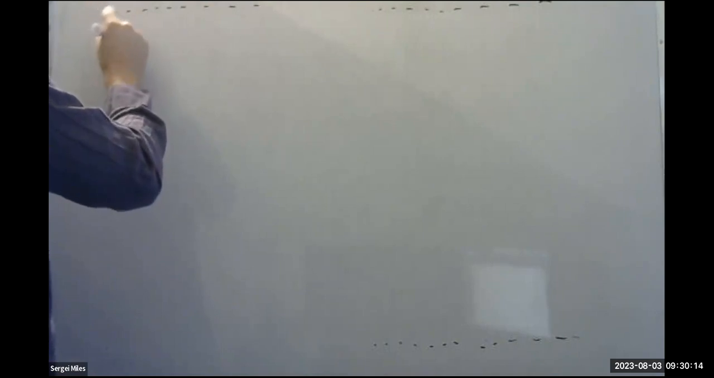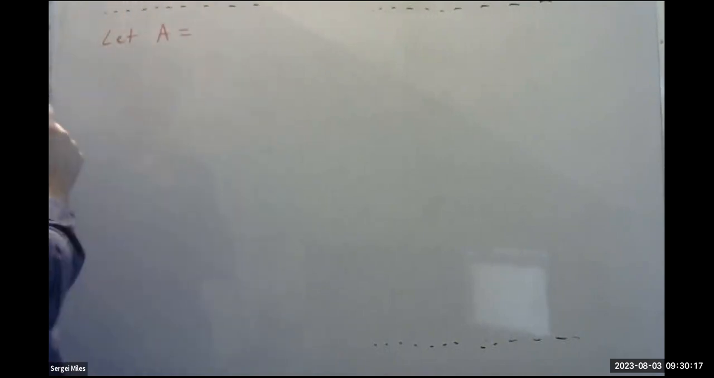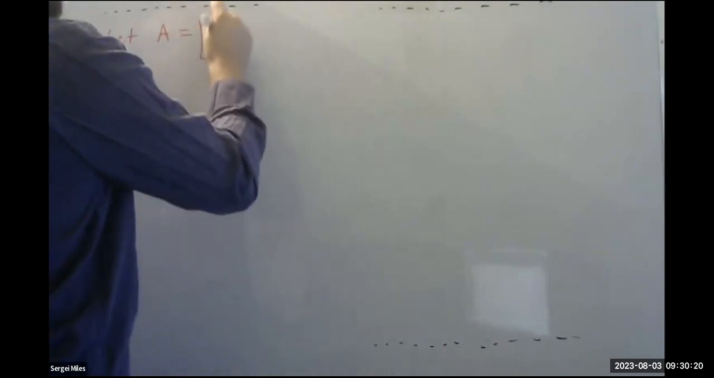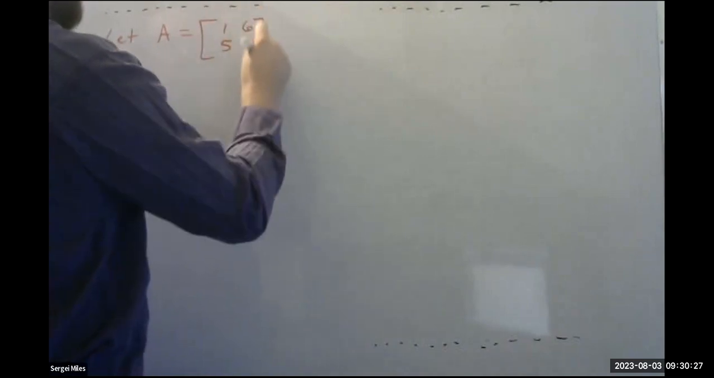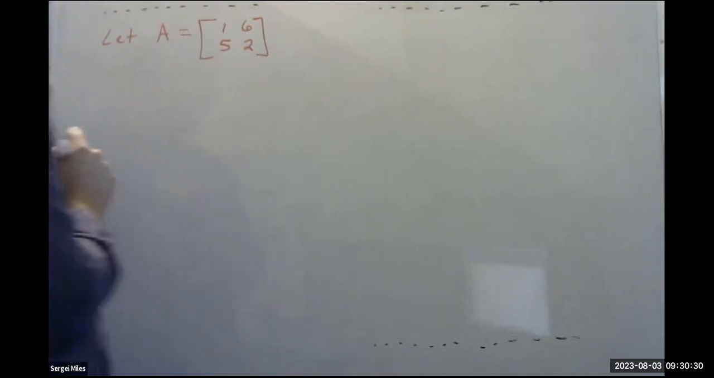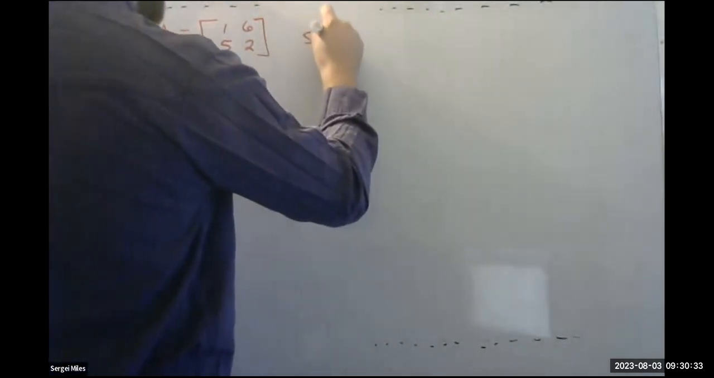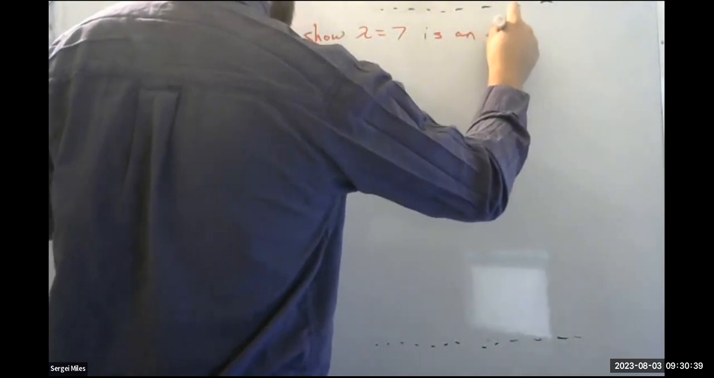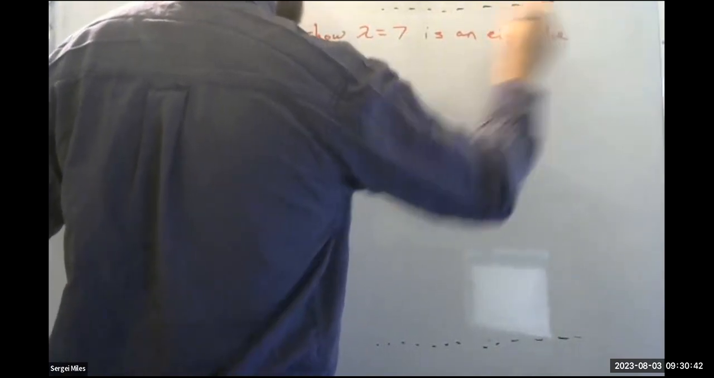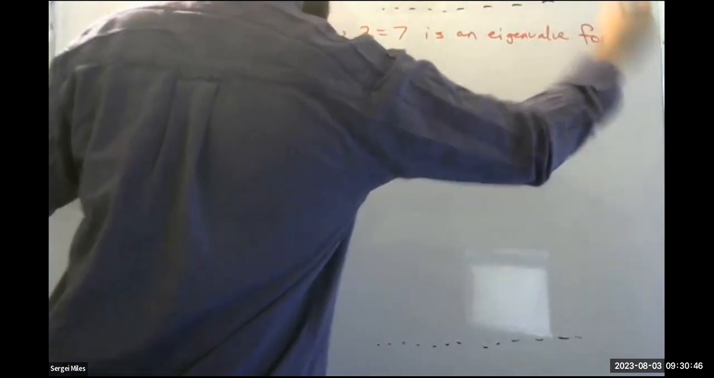All right, now for this case, I'm going to give you a matrix again, and I'm going to give you the eigenvalue, but I'm not going to tell you the eigenvector. We're going to have to find the eigenvector. All right, so let A equal 1, 6, 5, 2, and we're going to show lambda equals 7 is an eigenvalue for the matrix A.